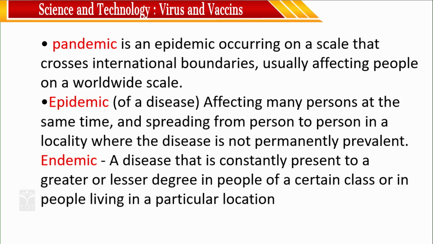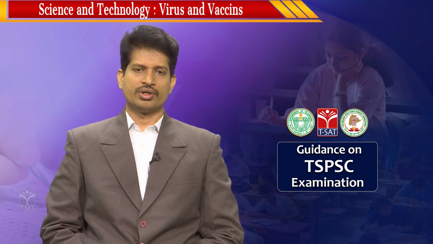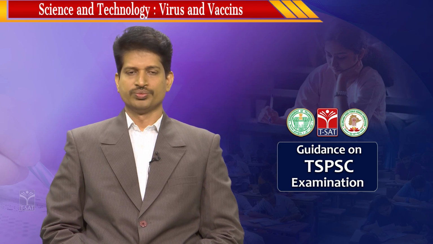An epidemic affects many people at the same time, spreading from person to person in a locality where the disease is not permanently prevalent. The fundamental difference between pandemic and epidemic is that a pandemic is present throughout the globe at the same time, whereas an epidemic is local, in a defined geographical region, and is not prevalent throughout the globe. That is what an epidemic is.